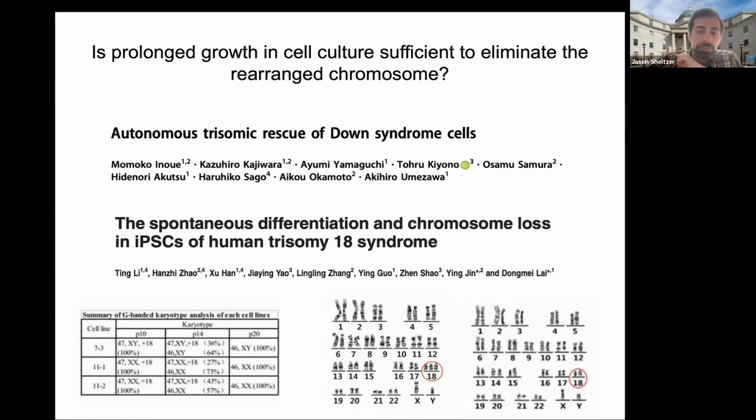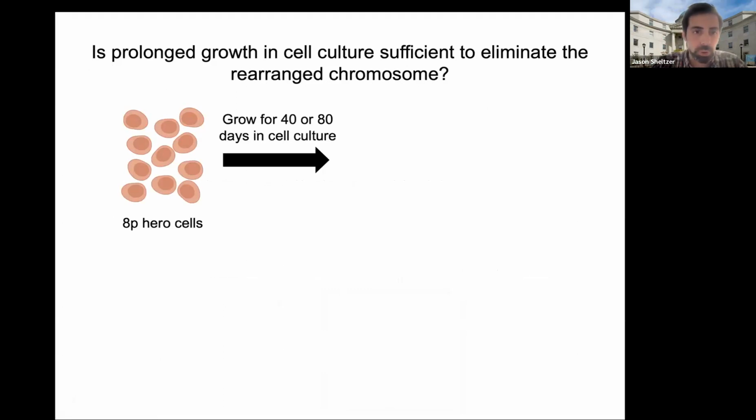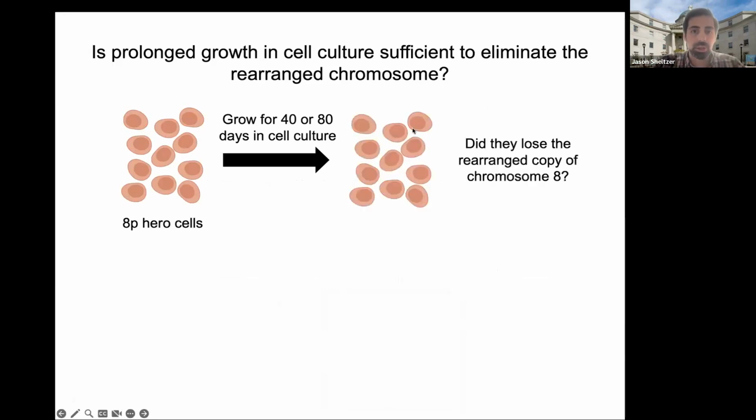So we thought, this is what's been observed to happen in cells from other aneuploidy conditions. Maybe the same thing, we're just learning about chromosome 8p right now, maybe we can do the same thing in cells that have these 8p rearrangements. So we took cells very kindly donated by our 8p hero. And then we just grew them in Petri dishes for 40 or 80 days in cell culture. And then we took the cells at the end of either 40 or 80 days, and we asked whether they just spontaneously lost the rearranged copy of chromosome 8.